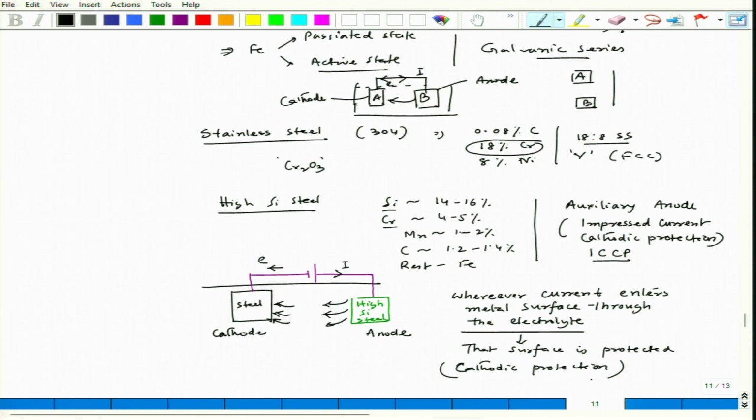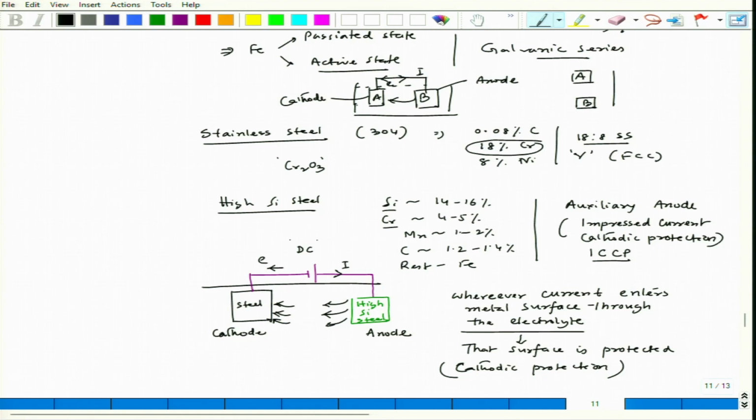Fine. Now, in this particular instance, this high silicon steel is actually acting as an auxiliary anode which does not dissolve, it only is there to maintain the circuit. Okay. So, that is what this high silicon steel is used for, and this external power source is definitely a DC power source, that means all the time the cathode remains cathode.